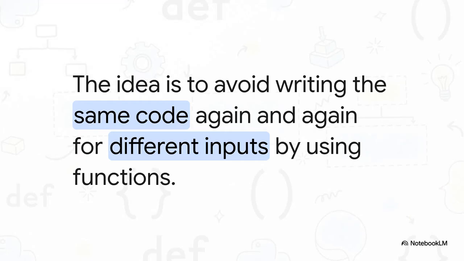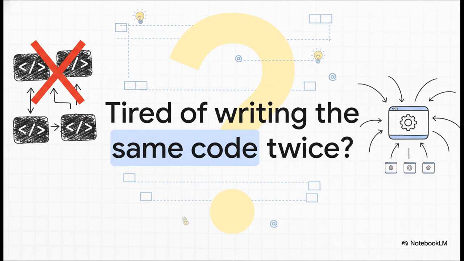Does this look familiar? You write a few lines to calculate, say, the area of a rectangle, and it works. But then, a minute later, you need to do the exact same calculation for a different rectangle. The temptation is to just copy, paste, and change the numbers. It's a really common habit when you're just starting out, but it makes your code messy and, honestly, a pain to maintain. Yeah, it's a super common problem. This kind of repetition makes your code longer, it makes it harder to read, and it's an absolute nightmare if you ever need to update that logic.